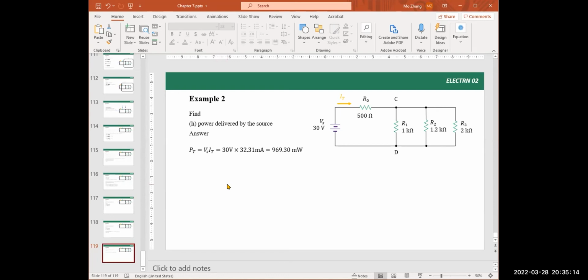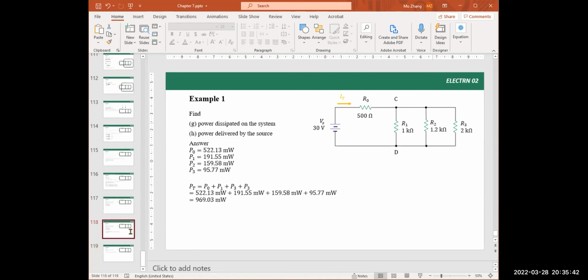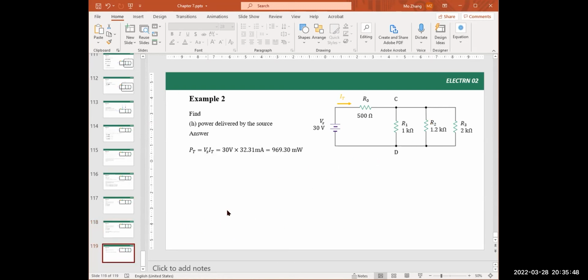So the conclusion is conservation of energy. The total power being provided to the system equals the total power dissipated in the system, dissipated on all the resistors combined. All the power, so here, the total power delivered by the source equals the total power consumed by the system. So this concludes the end of this problem.